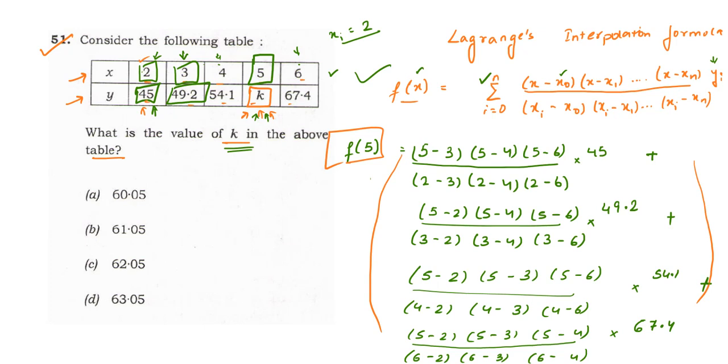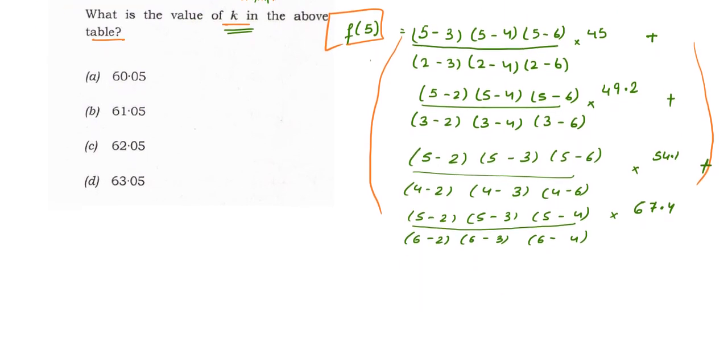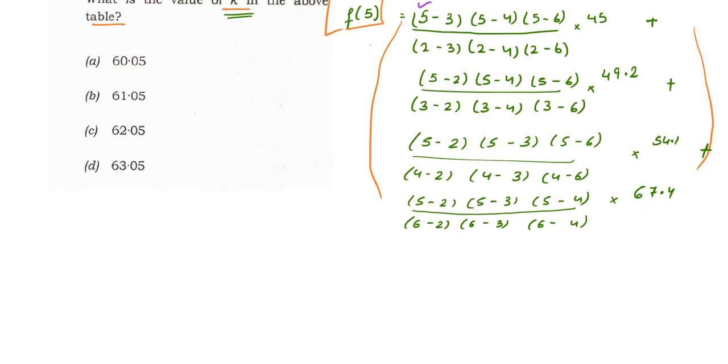So let us go on solving this equation and find the answer to this question. So first equation here, from this one we will get 5 minus 3 is 2, then 5 minus 4 is 1, then 5 minus 6 is minus 1, divided by 2 minus 3 is minus 1, then minus 2, then minus 4, and the whole thing is multiplied by 45.